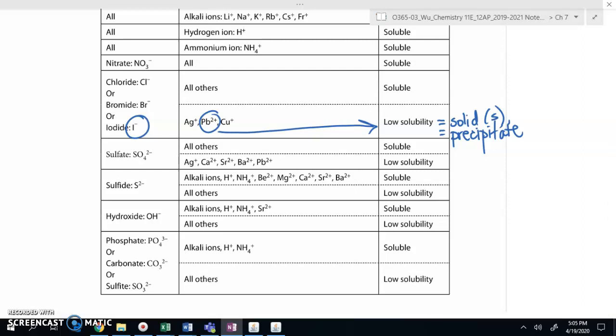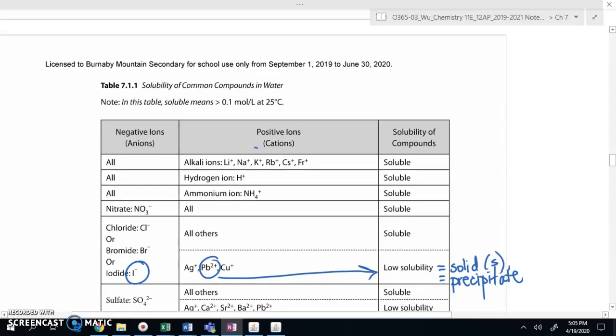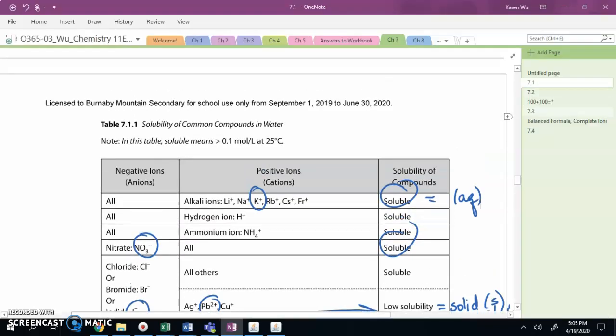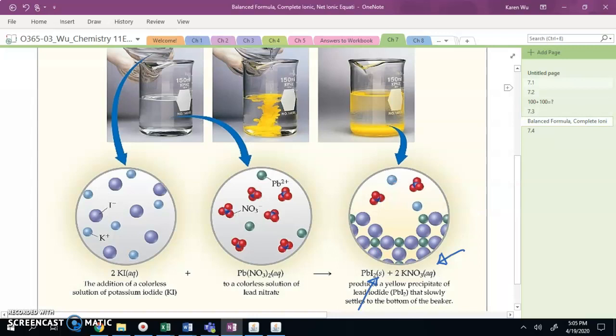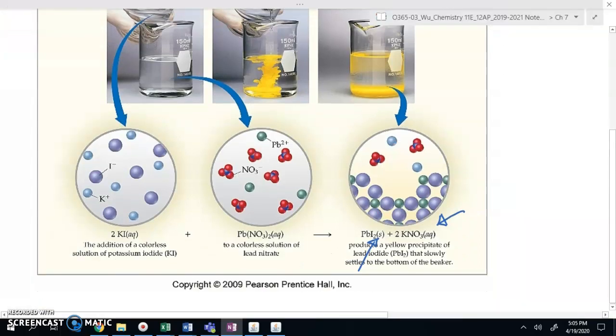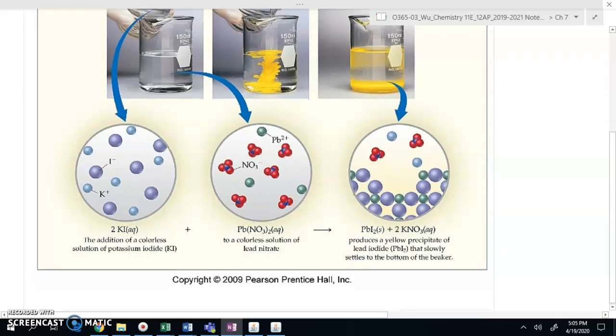The other product would be the potassium nitrate. Well, potassium anything is soluble, right? And anything nitrate is soluble. So soluble means that it's going to be aq, dissolved in our solution. All right, so let's go back to my notes here. Oh, that's right. I had asked you in my instructions to write this out. Now, obviously, I'm not going to ask you to draw out the pictures, but let's write down a couple of things.